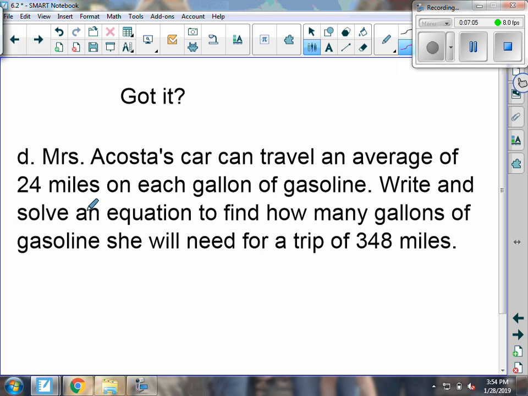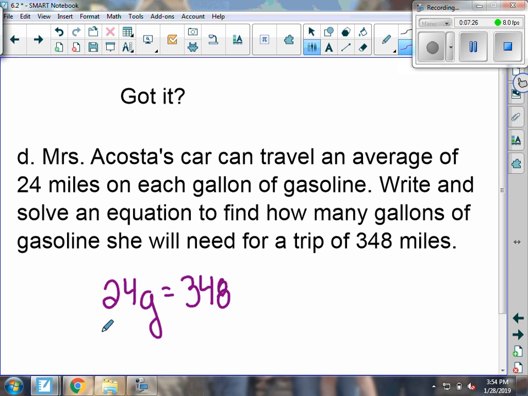So her car can travel 24 miles on each gallon of gasoline. I want to know how many gallons we're going to need. So I'm going to put 24 times G. I'm going to use G to represent the number of gallons, is equal to the total distance that she can drive, 348 miles.